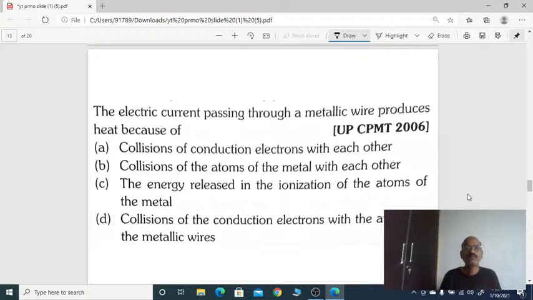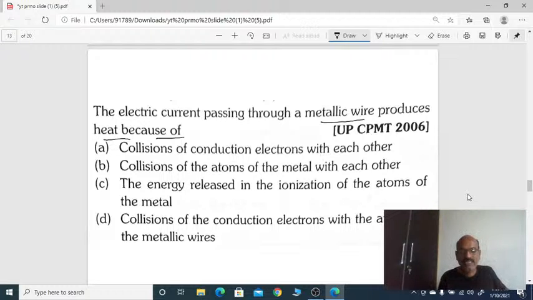Next one. The electric current passing through a metallic wire produces heat because of what? Options: collision of conduction electrons with each other, collision of atoms of metal with each other, the energy released in the ionization of the atoms of the metal, or collision of conduction electrons with the atoms of the metallic wire. Think it over now. Quickly answer it now.